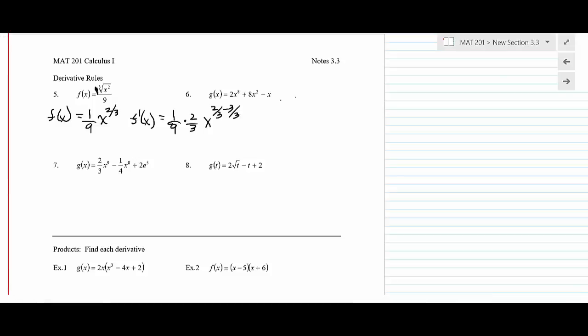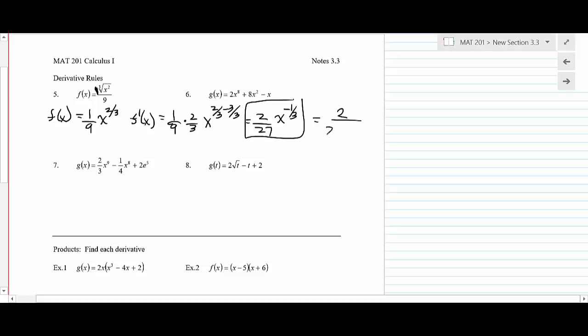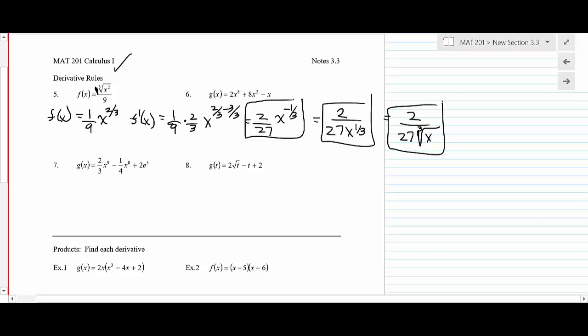Okay? All right, now what I have is 2 over 27. Then I have x to the negative 1/3. So that is a derivative right there. That would be one answer. The next answer you could say is 2 over 27 x to the 1/3, like that. And then I would prefer you just take it back to the cube root because it started in that form. So the best final answer would be 2 over 27 times the cube root of x, like that. Okay? It's all arithmetic when you get right down to it, right?